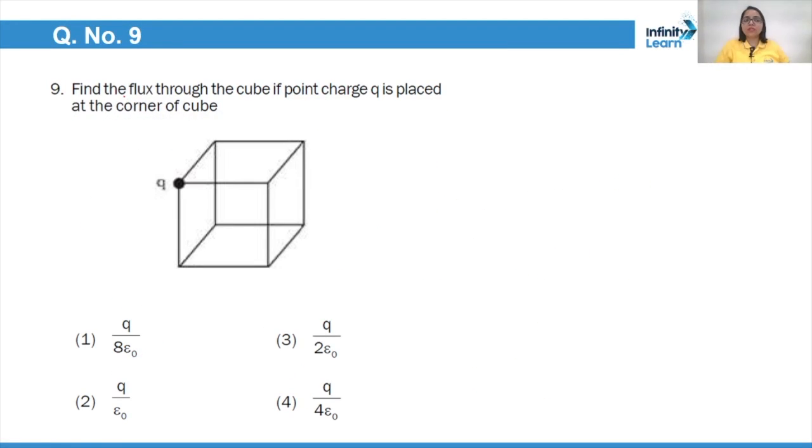Next is question number 9. Find the flux through the cube if point charge q is placed at the corner of the cube. So this charge is shared by 8 such equal cubes, right? So through all the 8 cubes, total flux is q upon epsilon naught, right? So through one cube, it will be 1 upon 8 times total flux, which is 1 upon 8 times q upon epsilon naught. So the correct answer is option 1.